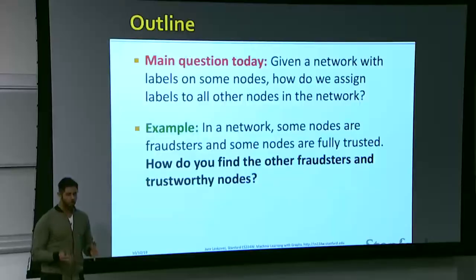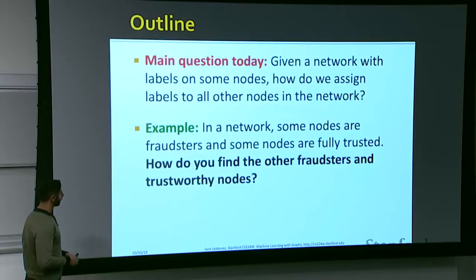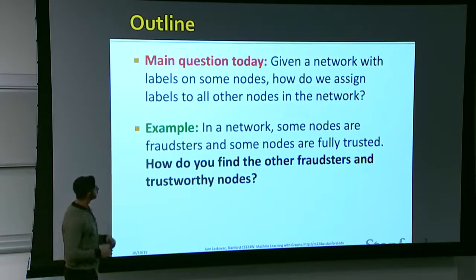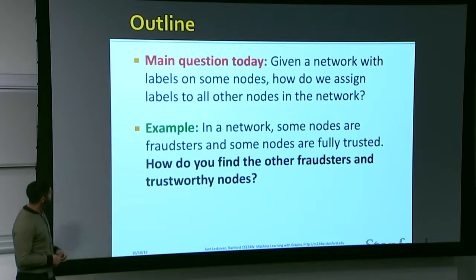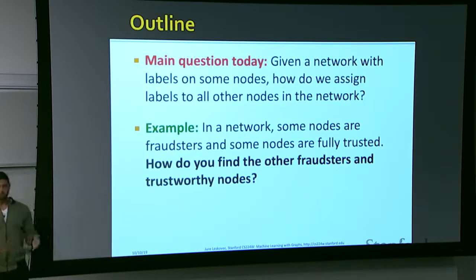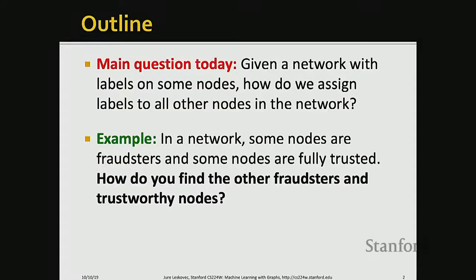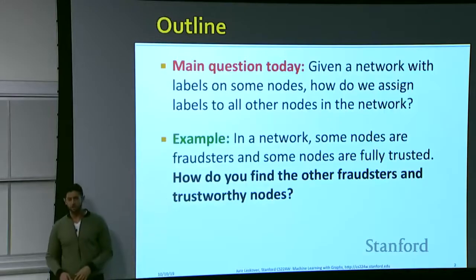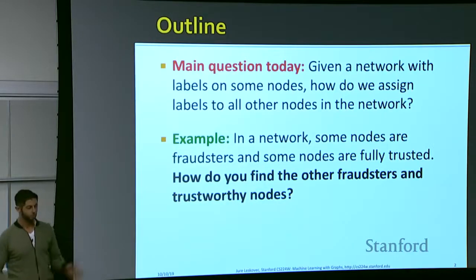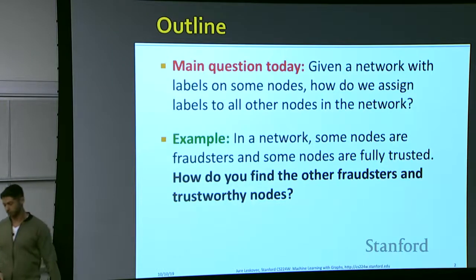So, what is the outline of the lecture? Everything will revolve around one main question. Given a network which has labels on just a few nodes, how do we assign labels to all the other nodes in the network, okay? Let me give an example. Say we have a network where some of the nodes identify fraudsters and some nodes are fully trusted. How do we find the other fraudsters and the other trustworthy nodes, okay? I'm going to guide you through a real-world example based on this scenario, but I will show why it's extremely useful to be able to do this kind of classification.